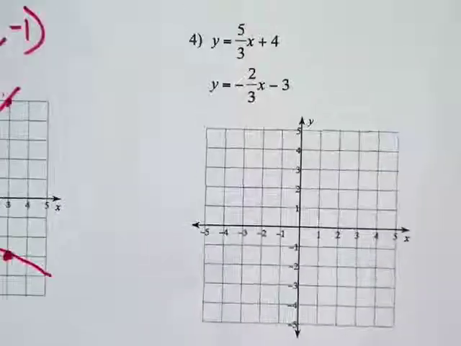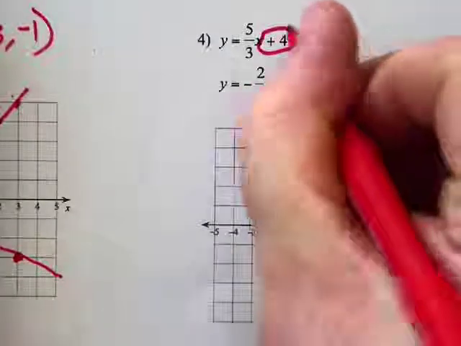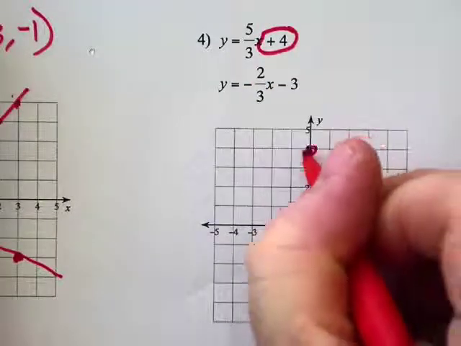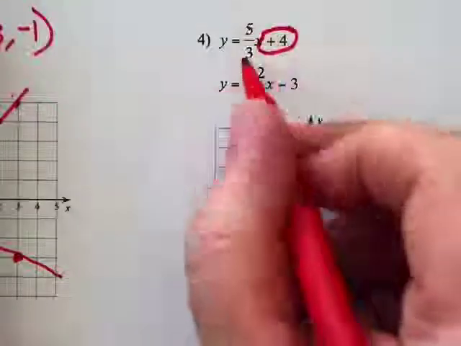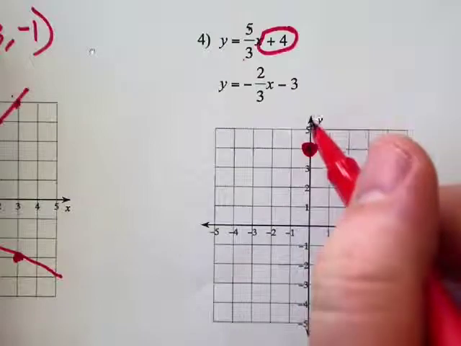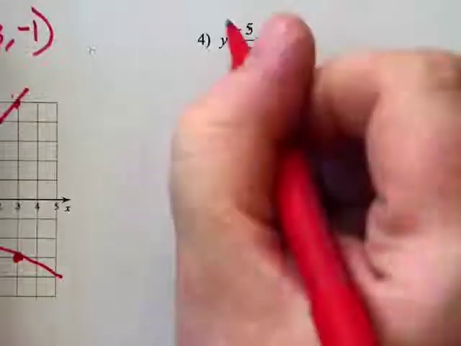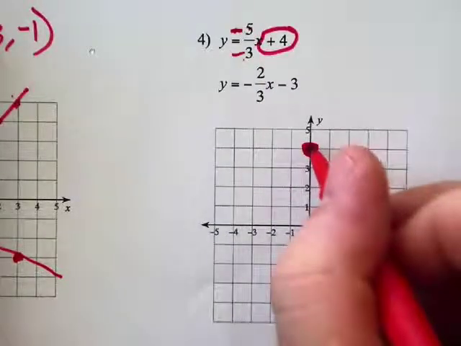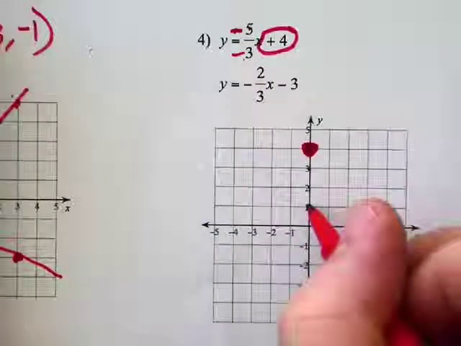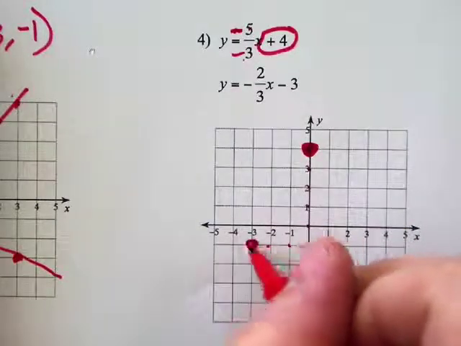Number 4. Our first y-intercept is positive 4. So we're going to go up, put a spot on 4. And then it's up 5 over 3, but we can't go up 5. So we're going to change both of those to negative. And that works as long as you always change them both. So now we're going to go down 5. 1, 2, 3, 4, 5. 1, 2, 3, and put a point.